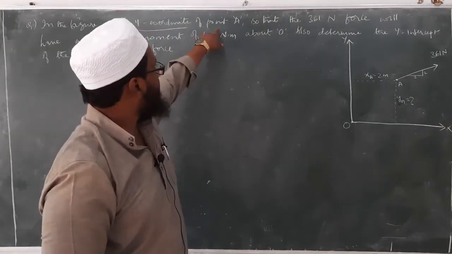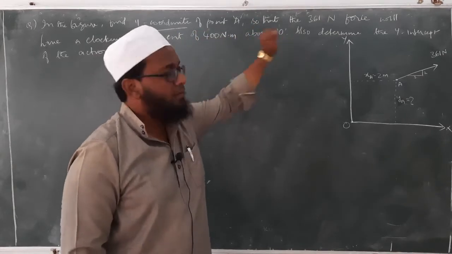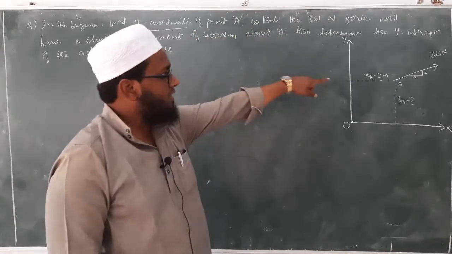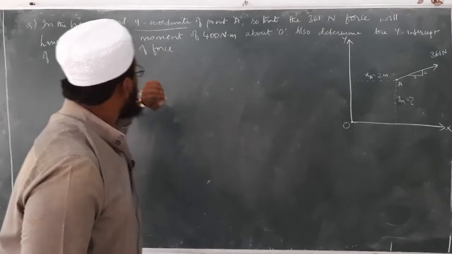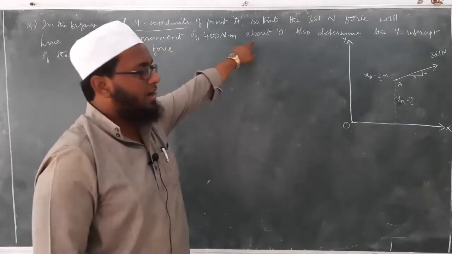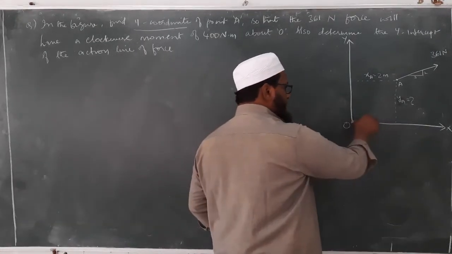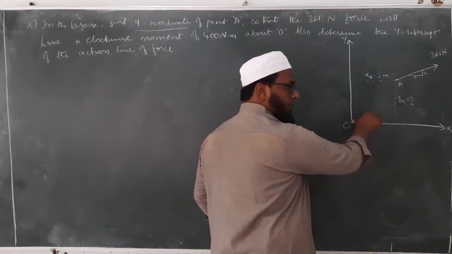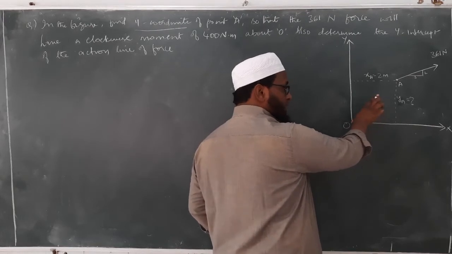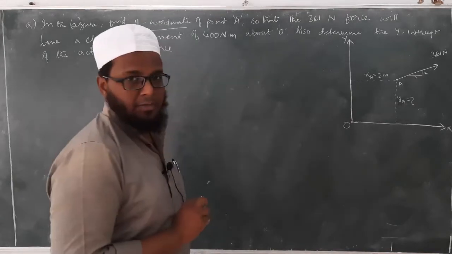So find the y coordinate of point A, so that the 361 Newton force is that one, isn't it? So we'll have a clockwise moment of 400 Newton meter about point O. That means when you calculate the moment about O of that force, then what will happen to the moment? It will have 400 Newton meter.